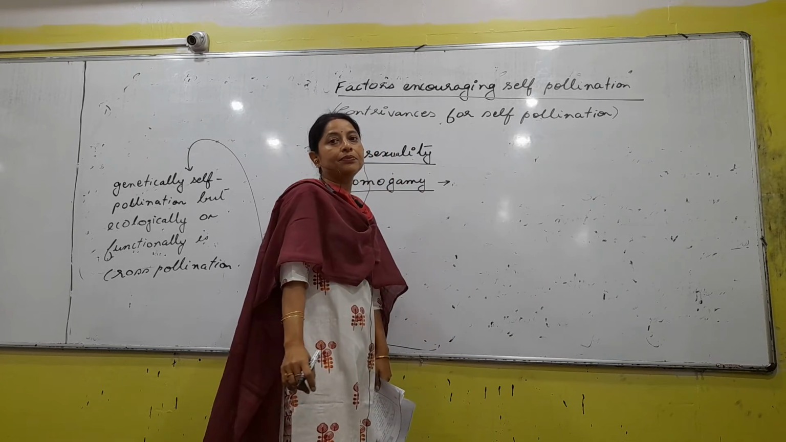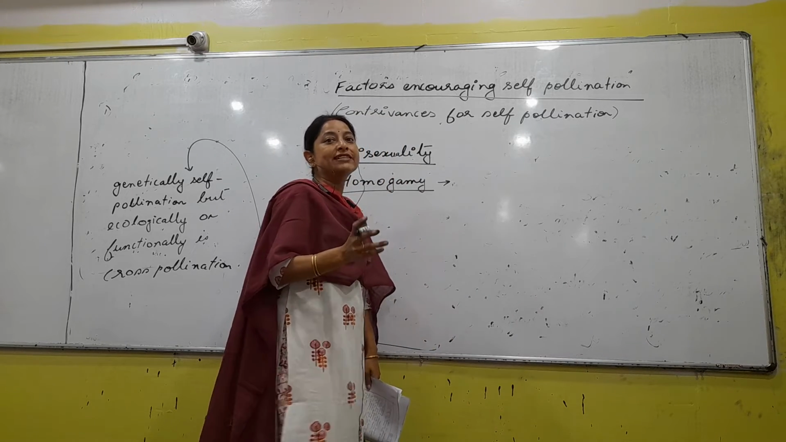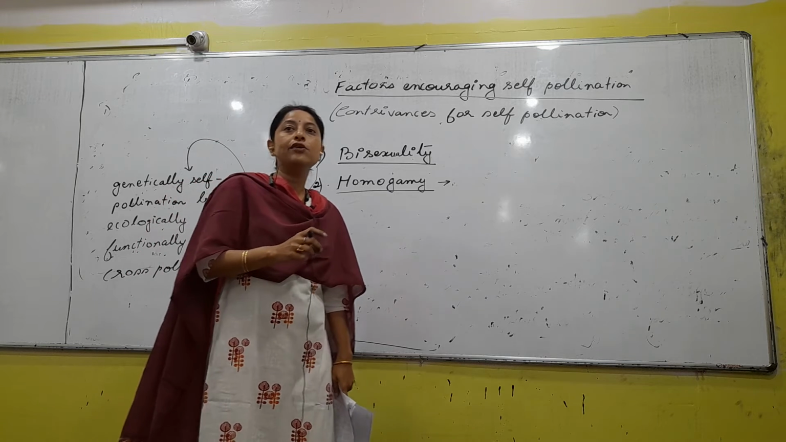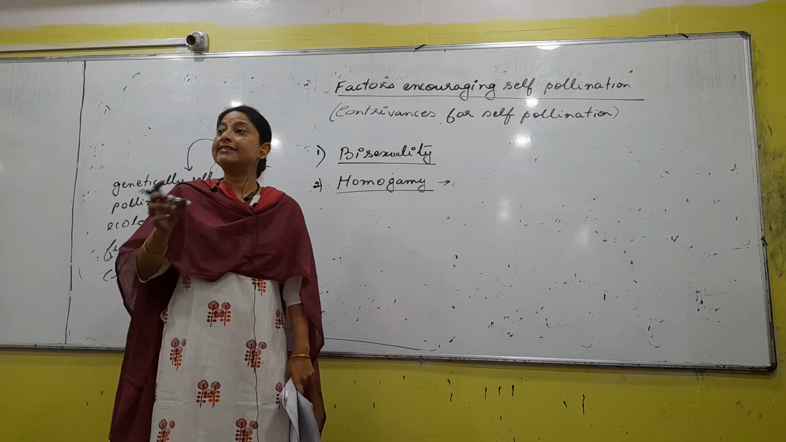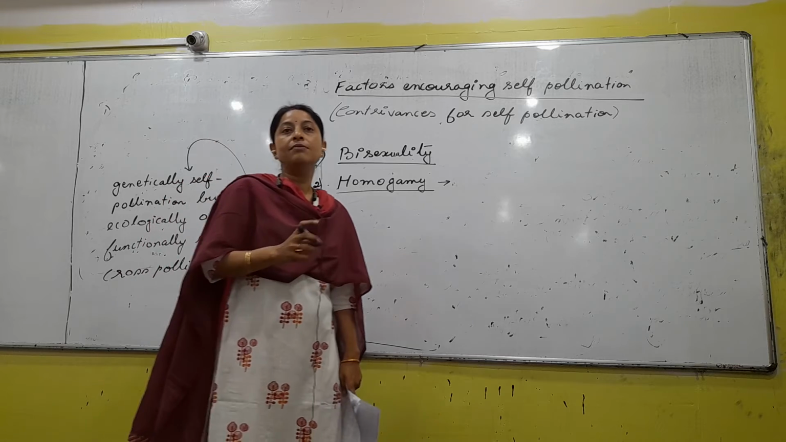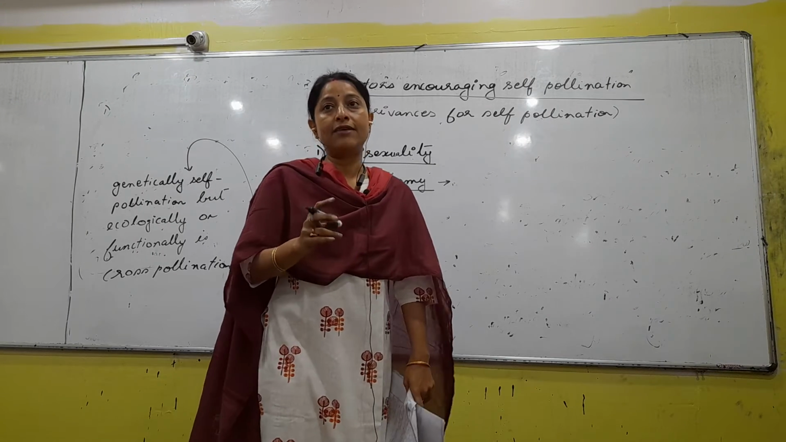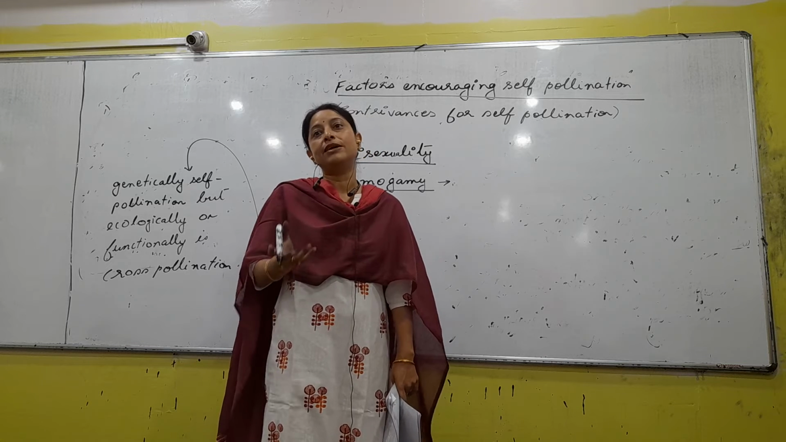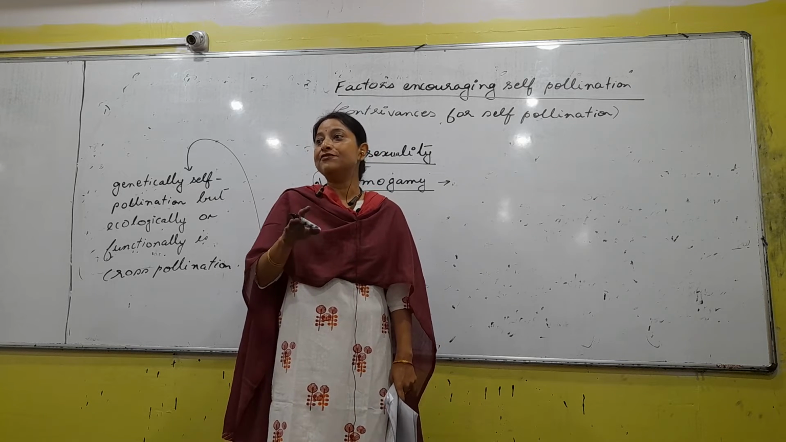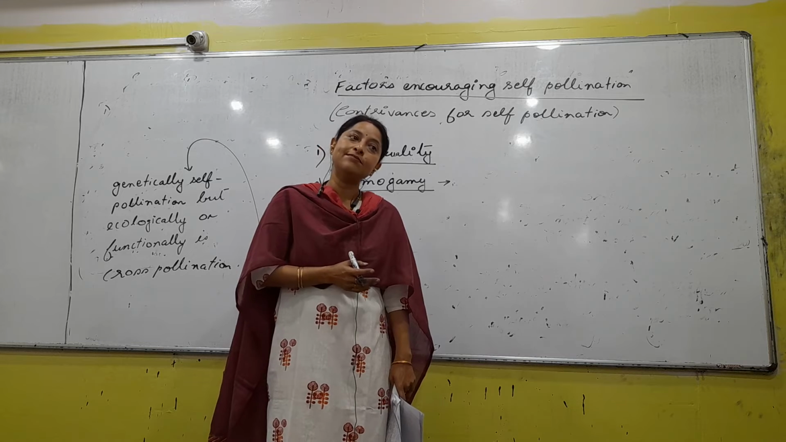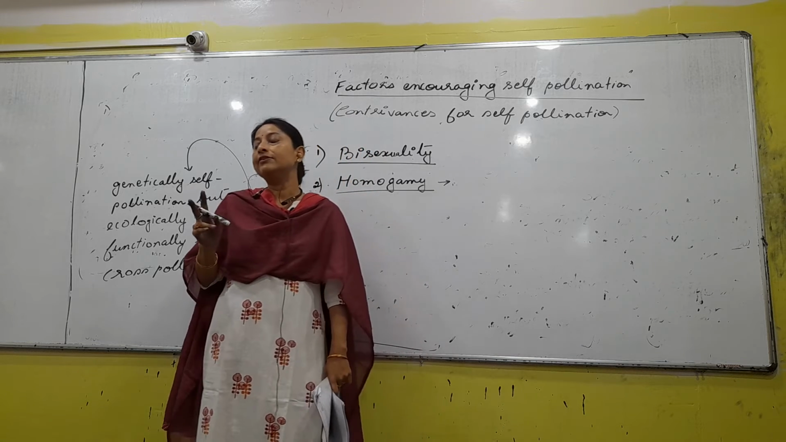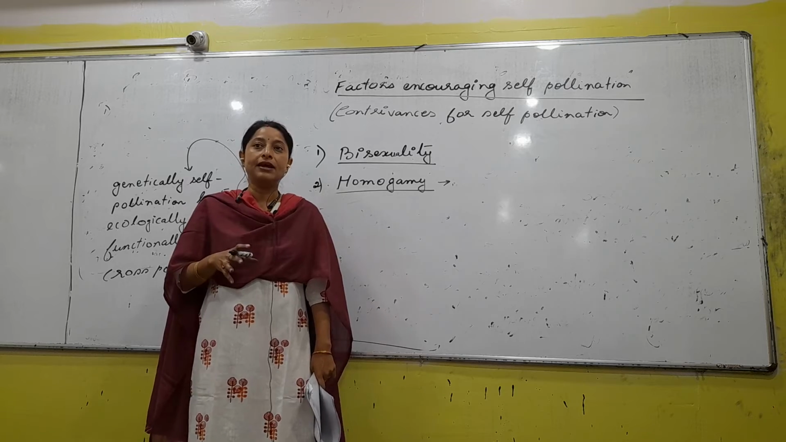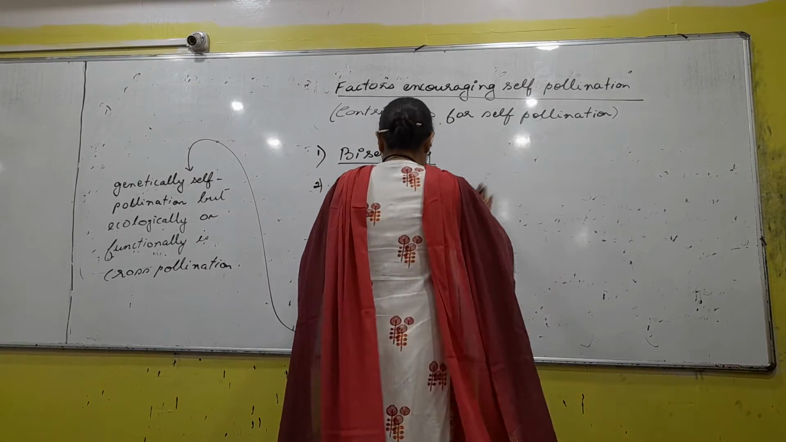Homogamy. Homo is same, gamy is marriage. So what are we talking about? We are talking about the maturing of the reproductive structures at the same time. If suppose we are talking about a bisexual flower, obviously it will have the androecium and the gynoecium. If androecium matures first or gynoecium matures first, if there is a time difference, then obviously they will not go for self-pollination. So one of the most important requirements is that they should mature at the same time and ultimately fertilize.